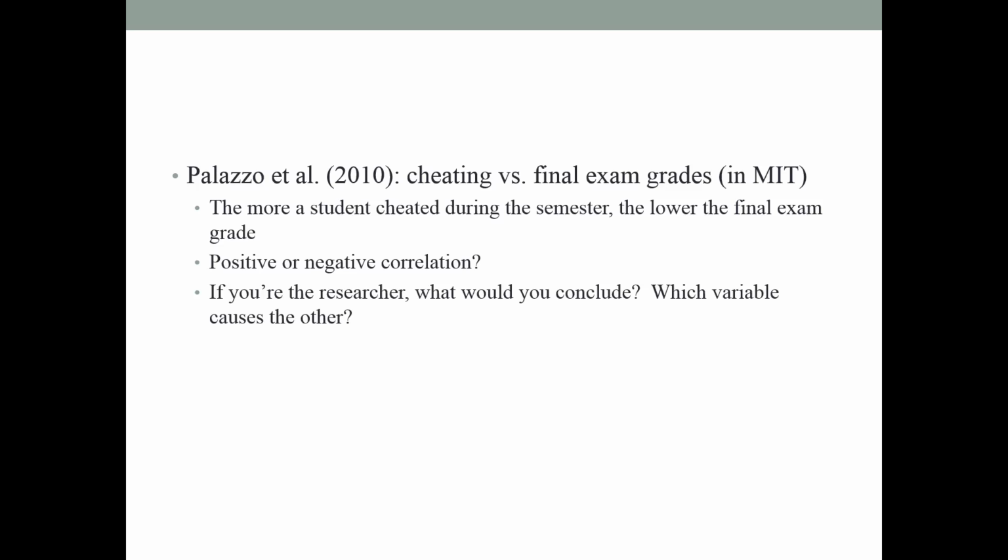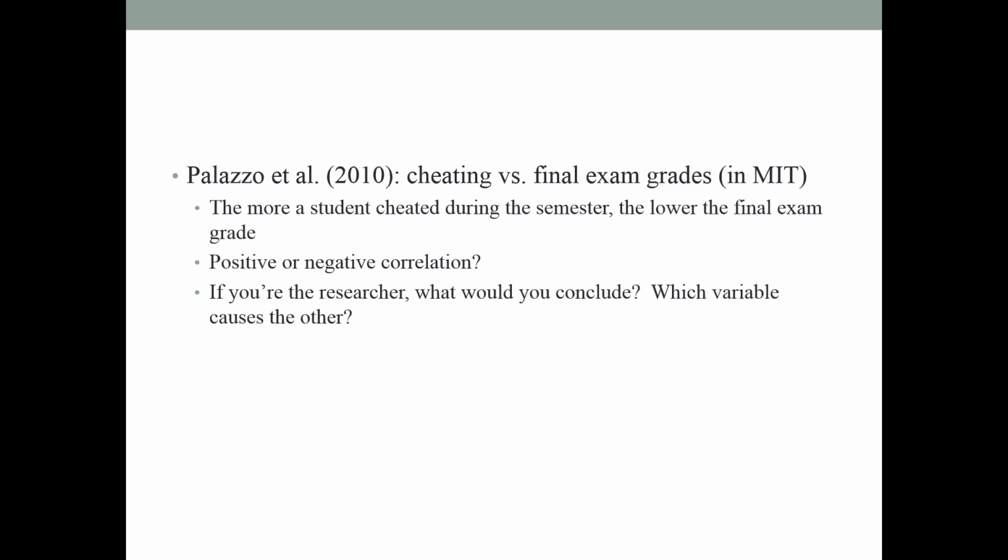Now, if you are a researcher, what would you conclude? Which variable causes the other? You might be tempted to conclude that cheating causes lower exam grades. Maybe because cheating, they get a better grade or whatever, and they feel they don't have to prepare, right? But remember, correlation is not causation.